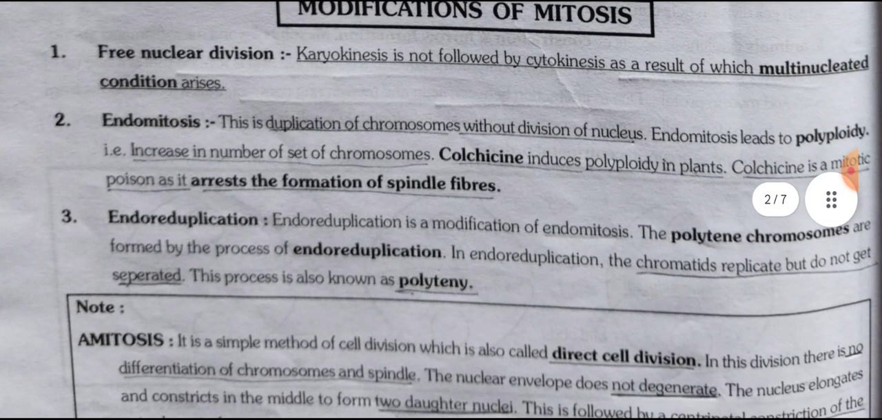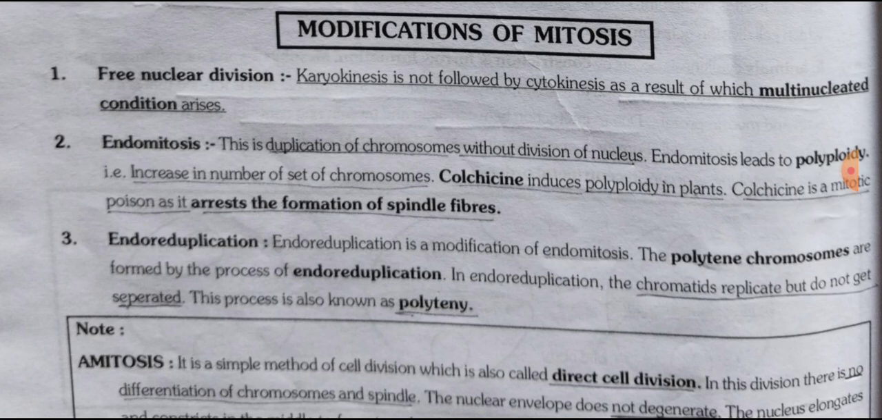Modification of mitosis. Number one, free nuclear division: karyokinesis is not followed by cytokinesis, as a result of which a multinucleated condition arises. Number two, endomitosis. This is duplication of chromosomes without division of the nucleus. Endomitosis leads to polyploidy, for example, an increase in the number of sets of chromosomes. Colchicine induces polyploidy in plants. Colchicine is a mitotic poison as it arrests the formation of spindle fibers.